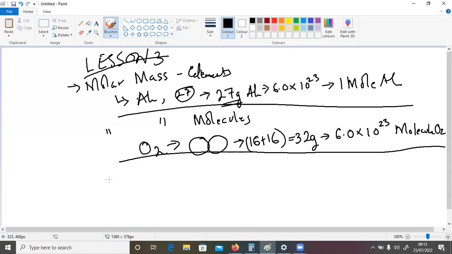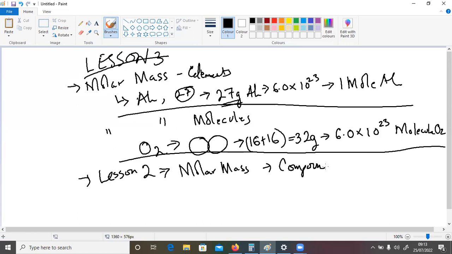In lesson 2, we handled a bit in relation to molar masses of compounds. I think we said that if you have a compound, let's say calcium chloride, its molar mass will be calculated by adding the necessary relative atomic masses of the elements that make it up.